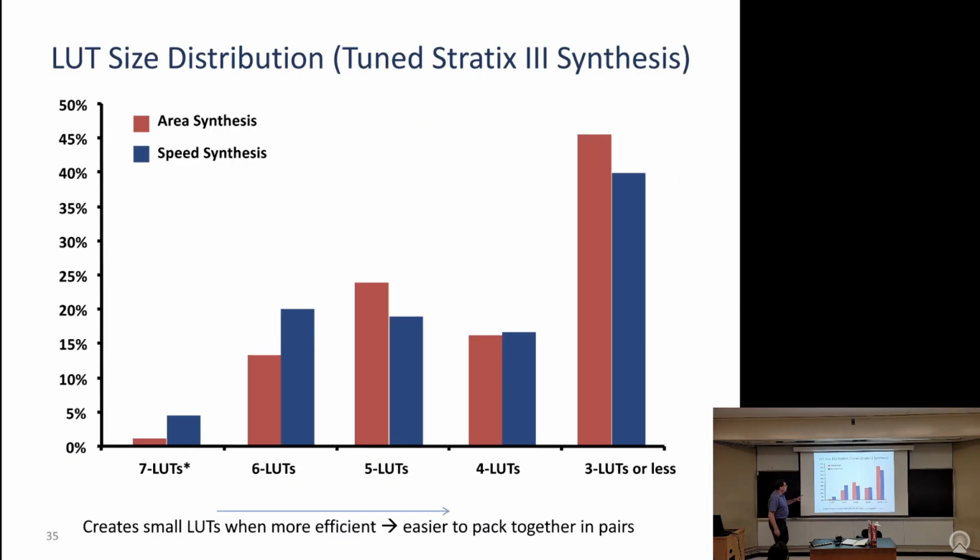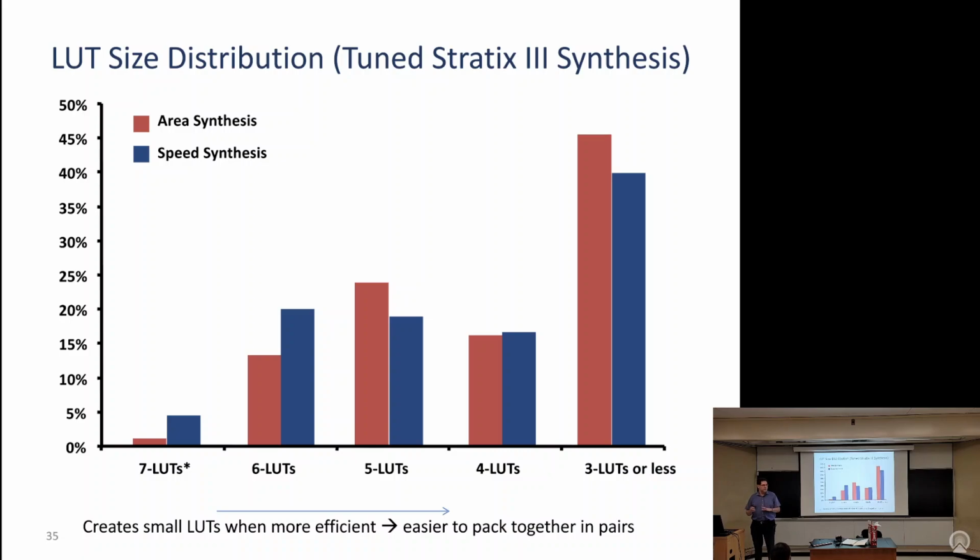Let's see. One of the other things, this would be a good example of Alex's question of do the CAD tools affect your architecture conclusions? To get the most out of these fracturable LUTs, what you want to do is tell your synthesis engine that you can make 6-LUTs, but they are more expensive. And synthesis engines never knew that before, right?